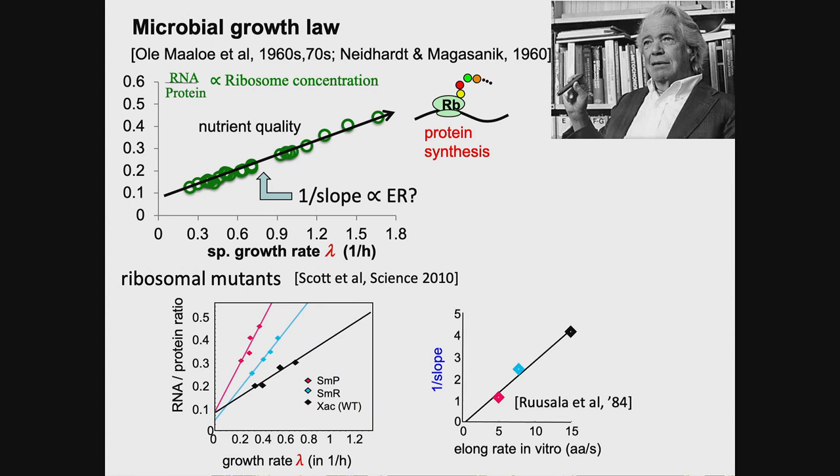And you can actually compare the inverse of the slope to the elongation rate others have measured in vitro, and you see that it's a linear relation. So this is an experimental way to make this check. So this seems quite reasonable.